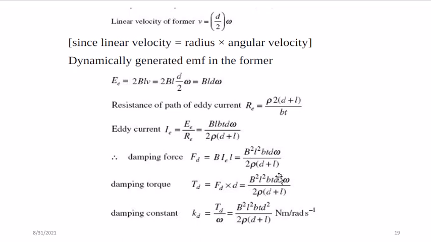So finally, my damping constant KD is equal to the torque all over omega. And if you divide this expression, which is our TD, by omega, you come up with this formula, which is the damping constant using eddy current damping.